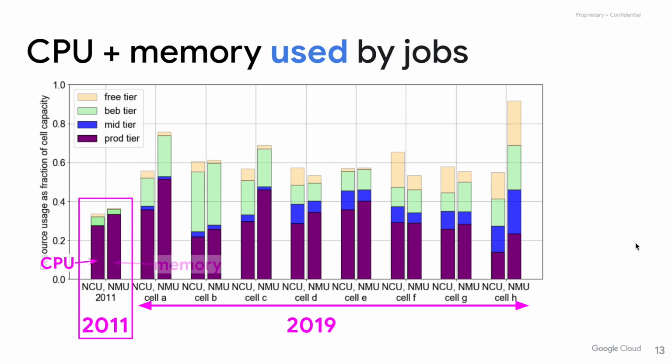So in 2011, for example, you could have concluded that the memory was maybe used about the same amount as CPU for most of these jobs. But if you take a look at the rightmost cell from 2019, the memory usage is almost double the CPU usage for that cell.